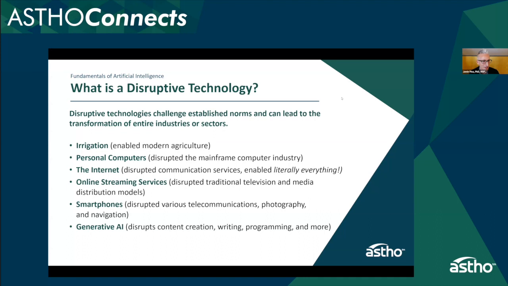Online streaming services came along and disrupted television and media. Smartphones disrupted telecommunications, photography, and navigation. And now here we are with generative AI, which has the potential to disrupt content creation, writing, programming, and many, many other industries and domains. So keep in mind that as we talk about AI, we anticipate that it will have a lot of disruptive capacity.